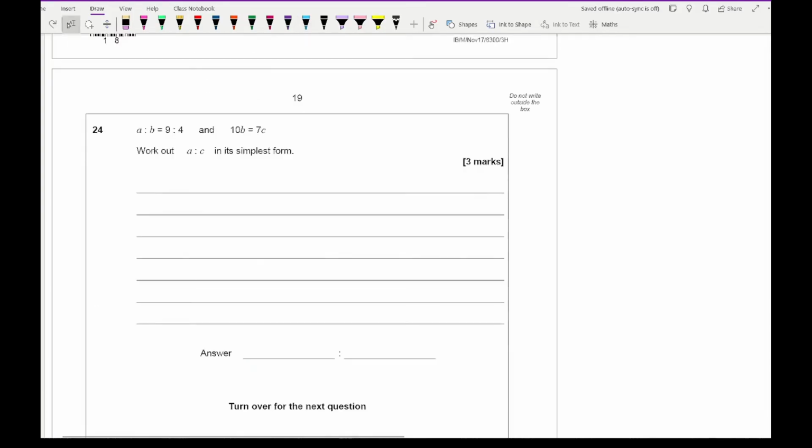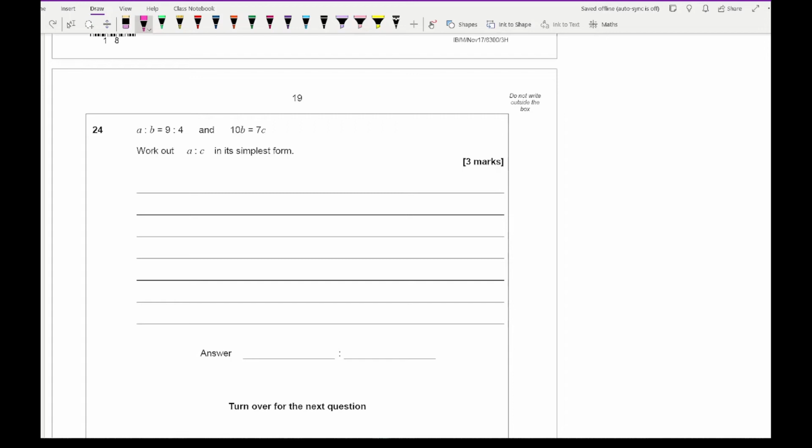Now with question 24, we just need to do a bit of ratio manipulation. So here it says that a to b is in a ratio of 9 to 4 and 10b equals 7c, and the question is asking us to work out a to c in its simplest form. Now for this, what we need to do is either convert a to b as 9 to 4 into a fraction, or in the same as writing it as an equation, or we need to convert 10b equals 7c as a ratio. Now it's not as easy as just nicking the numbers or deleting the b's and the c's to get ratios, or adding a's and b's. It's just a little bit more complicated.